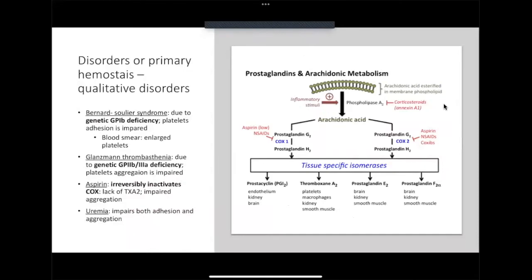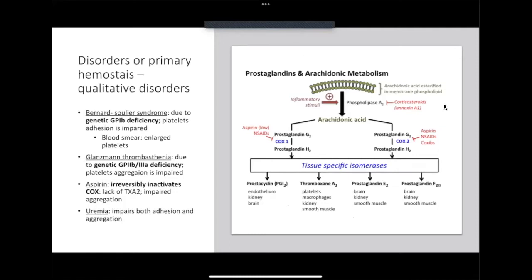Now, moving on to qualitative disorders. This is no longer a problem with the amount of platelets. We're talking about the adhesion of the platelets, the morphology of the platelets, everything to do with that, and not the quantity, the number of the platelets. So, Bernard-Soulier syndrome.